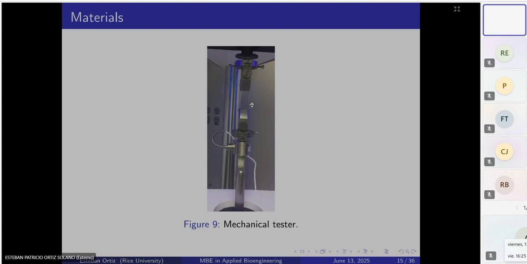This is a zoom of the machine when you put the hydrogel in. Putting the hydrogel in is a little bit tricky because the material is a polymer, so it's difficult to handle, because these grips may break the material, and maybe you're creating stress concentration in this part of the material. As you see, if you're familiar with mechanical testing, this is completely different from working with metals or ceramics.